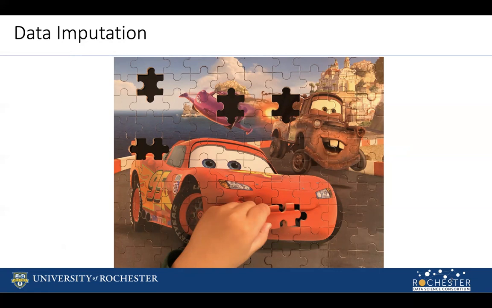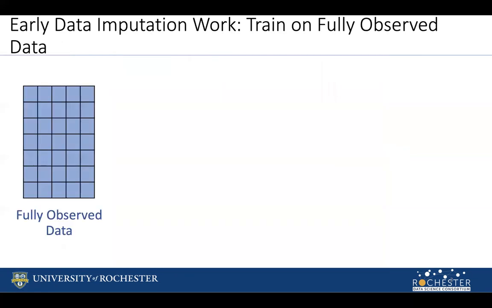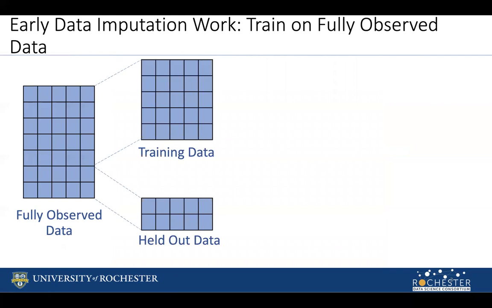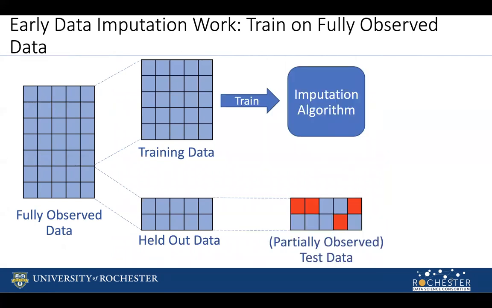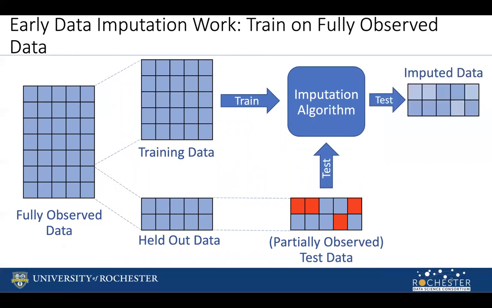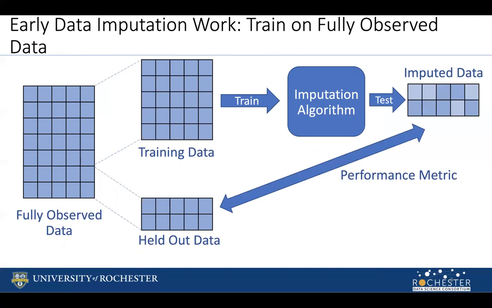I will first provide a quick overview of the evolution of the evaluation frameworks of imputation algorithms. Early data imputation work trained the imputation algorithm on fully observed data. Testing was done on partially observed test data. This approach is unrealistic as fully observed data may not be available for training in the first place.